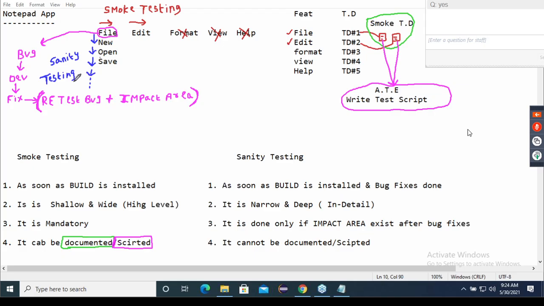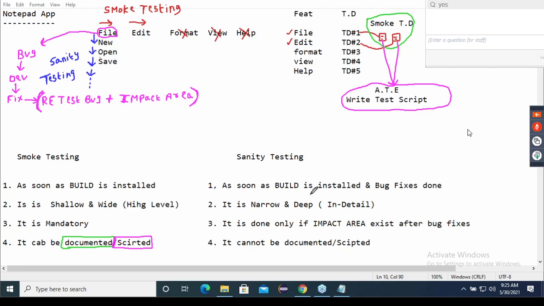Now the question is, you come to sanity testing now. First point, as soon as the build is installed and bug fixes are done, sanity testing is done. See, build 1, sanity testing is there or not there? Not there, good. Build 1, smoke testing is there or not there? Correct, it is there.